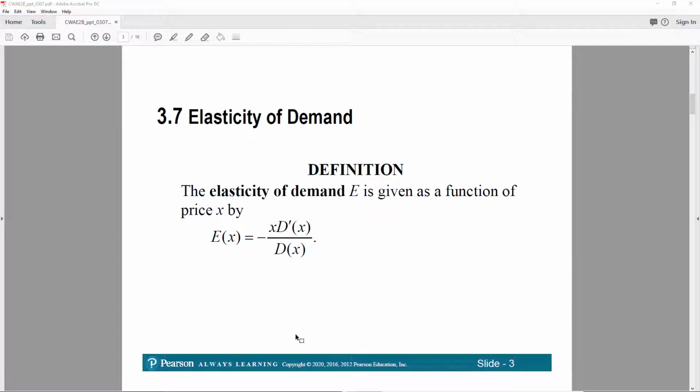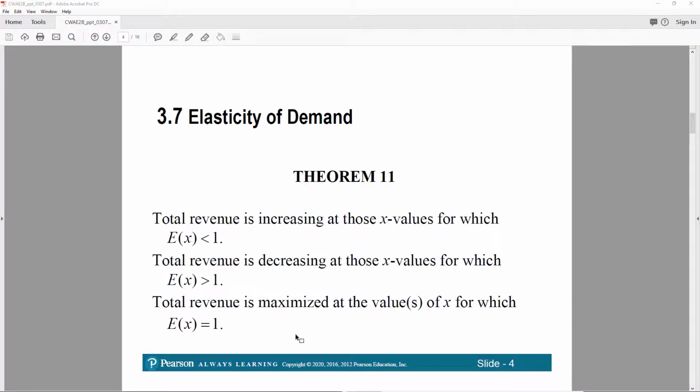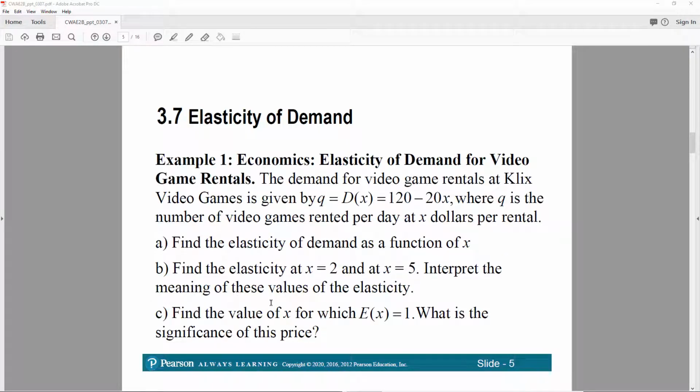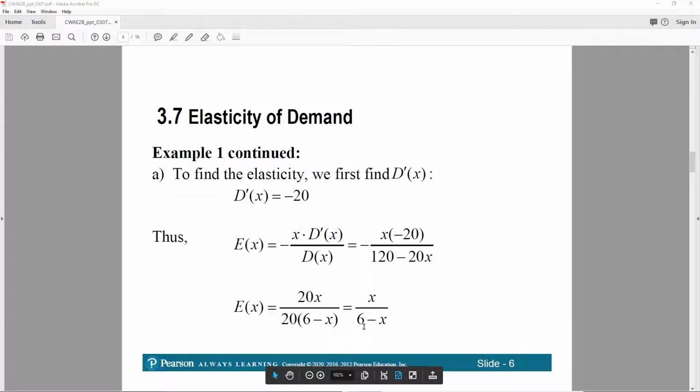Elasticity of demand is given by this function. They already talked about that. Next slide. The demand for video game rentals at Clicks Video Games is given by this demand function, where Q is the number of video games rented per day at x dollars per rental. Find the elasticity of demand as a function of x. Find the elasticity at $2 and $5 and interpret the meanings. Find the value of x for which E of x is equal to 1. What does that mean? Let's go ahead and get started.